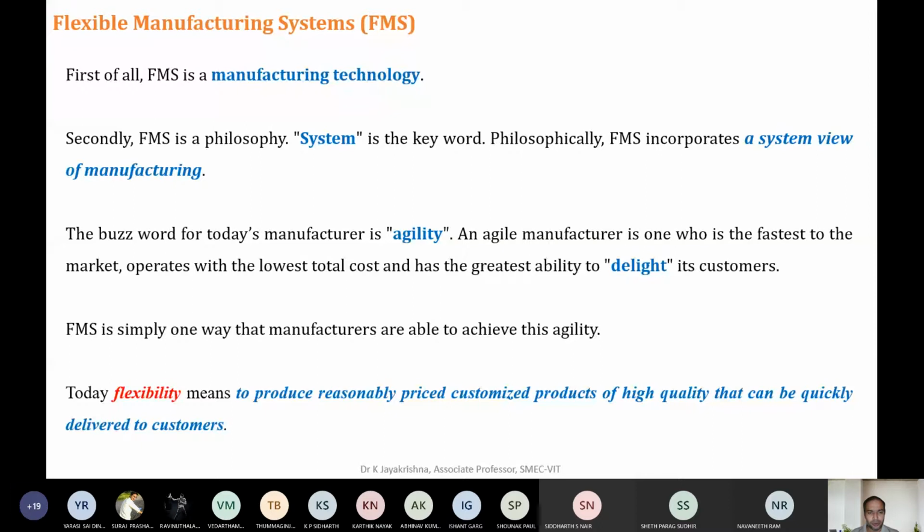Okay, so there is a buzzword in today's manufacturing world called agility. What is this agility? You know what agility is. I told you, how quickly you can deliver the products to your customer at reduced cost, we call agility. If you go to software companies, there is a concept called agile programming or agile project delivery. What is agile? Agile means responsiveness. How quickly you are responsive to the customer's order, that is called agility.